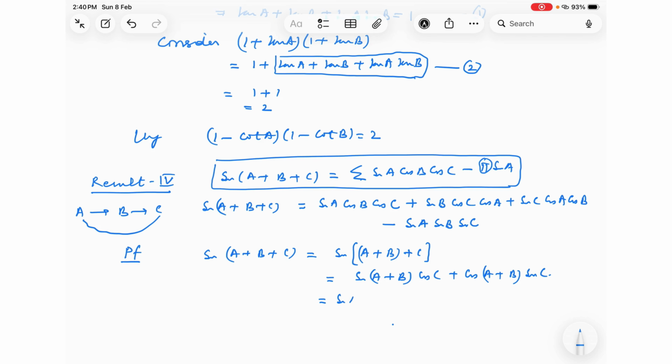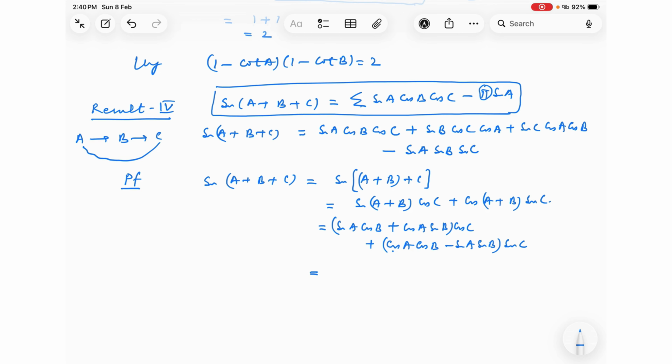This is equal to (sin A cos B plus cos A sin B) into cos C, plus, what is the cos A plus B formula? (cos A cos B minus sin A sin B) into sin C. Now when you expand this, open the bracket: sin A cos B cos C first term, plus second term will be cos A sin B cos C, let us write sin B first, sin B cos A cos C. In the next bracket, plus cos A cos B sin C, let us write it as sin C cos A cos B, minus sin A sin B sin C. This is the sine of A plus B plus C formula, result 4.